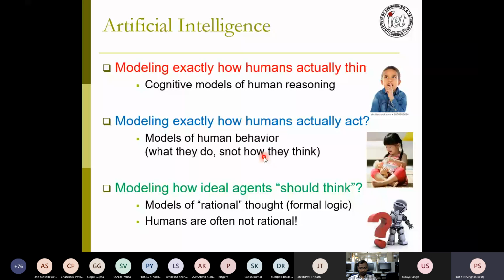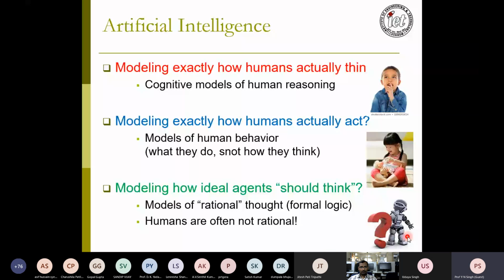Then modeling how ideal agents should think: the model of a rational thought process, or rational agents. The purpose is that with the knowledge you provide to the machine, the machine is able to take decisions. The decision may be right or wrong; it all depends on the knowledge provided to the machine. It is very similar for us: with the knowledge I have, I certainly react accordingly, and I solve problems in the given domain of knowledge. So that is the meaning: to do the right thing, which is about rational agents, like a machine.